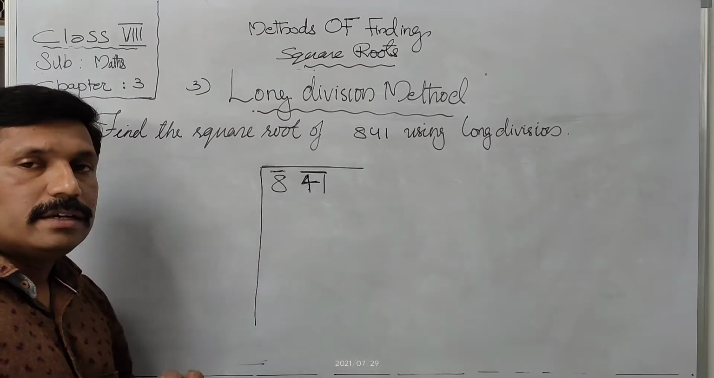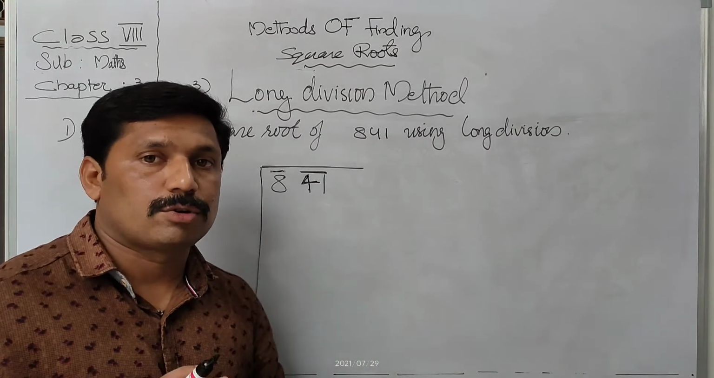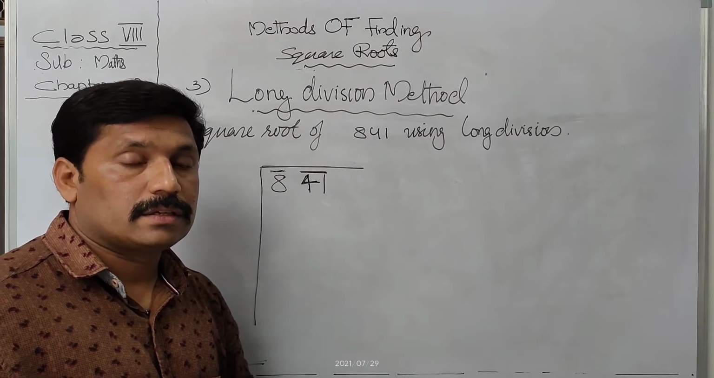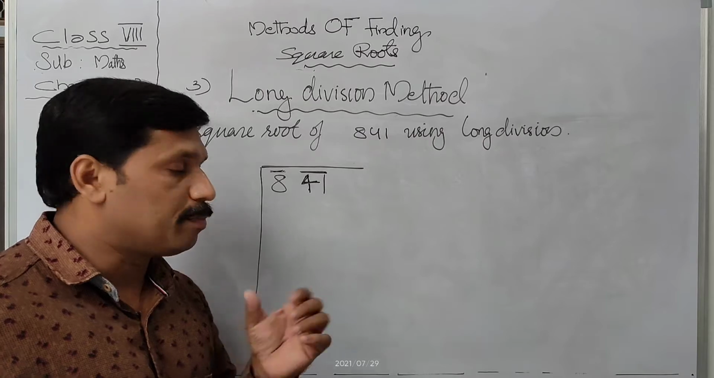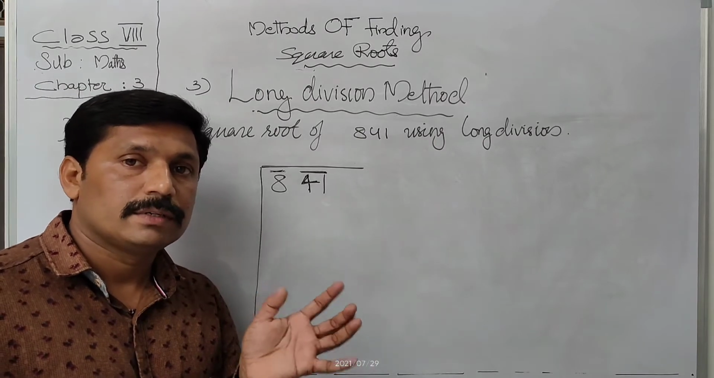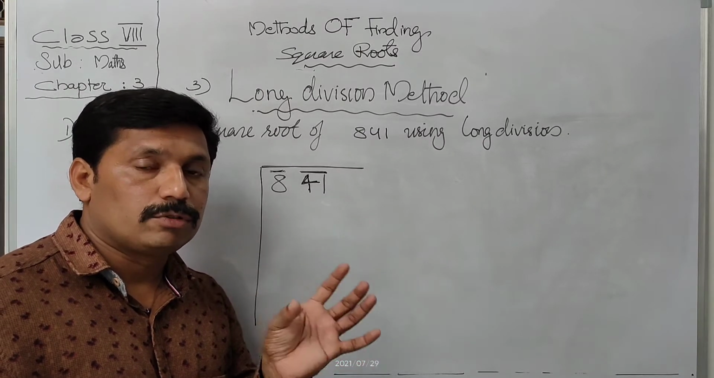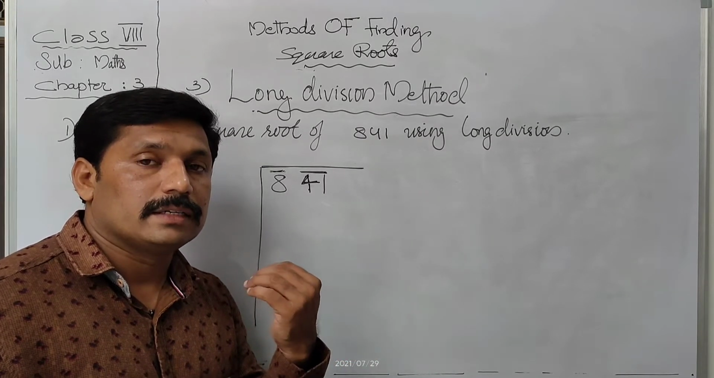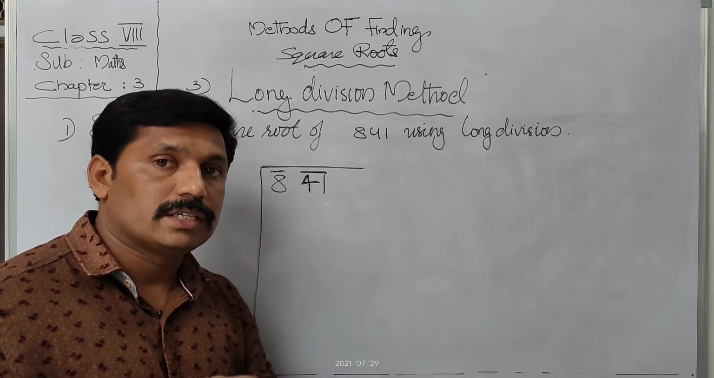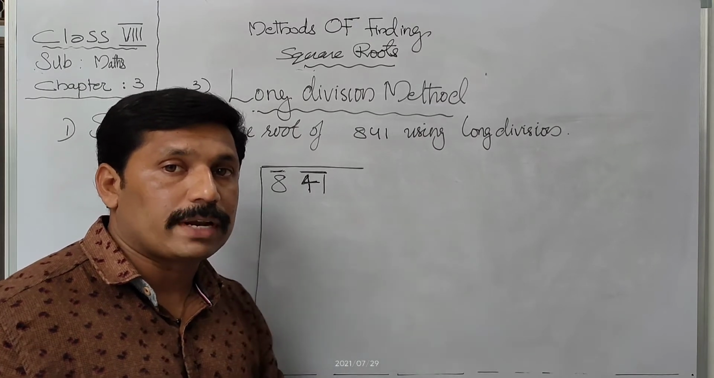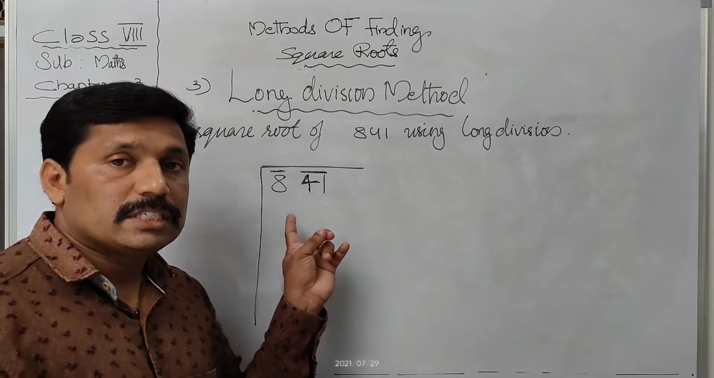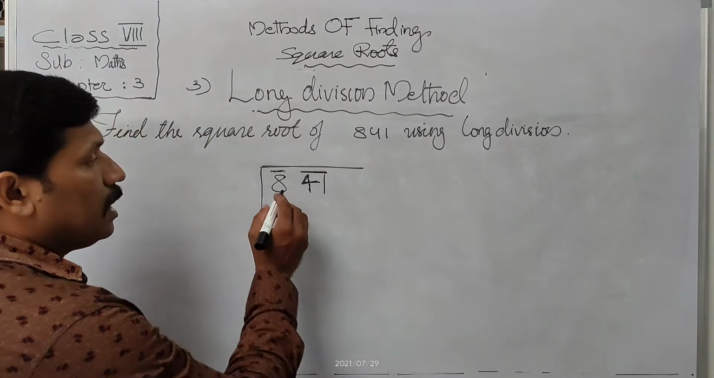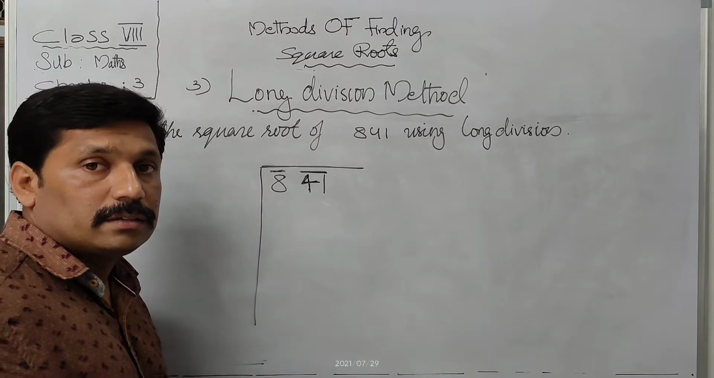Then here we see which is the perfect square less than or equal to 8. Perfect square numbers: 1 is a perfect square and 4 is a perfect square, 2 2s are 4. Then 3 3s are 9, a perfect square, and 4 4s are 16, another perfect square. So these are perfect square numbers. We have to see which is the perfect square less than or equal to 8.